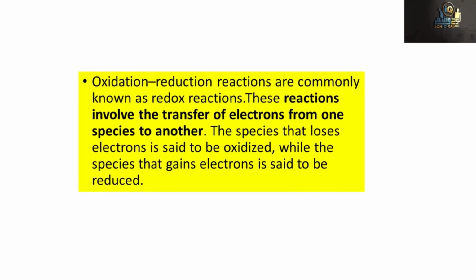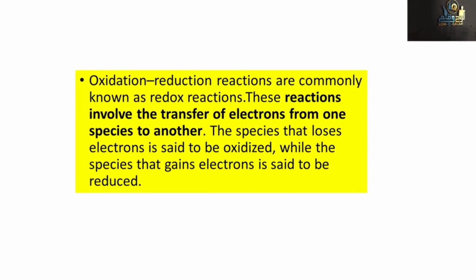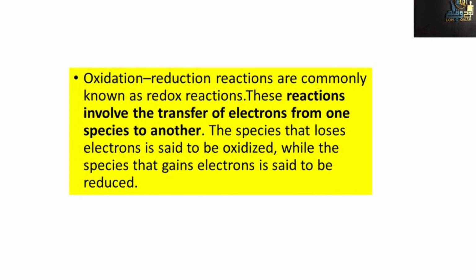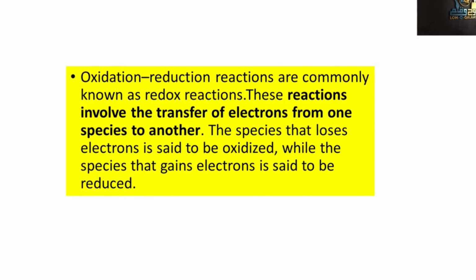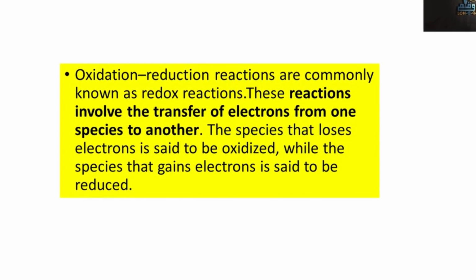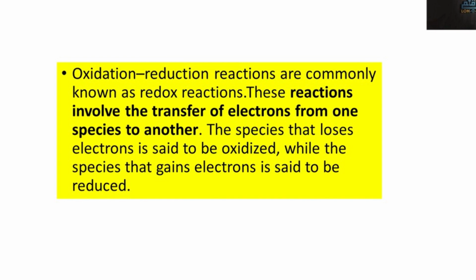Oxidation-reduction reactions are commonly known as redox reactions. These reactions involve the transfer of electrons from one species to another. The species that loses electrons is said to be oxidized, while the species that gains electrons is said to be reduced.